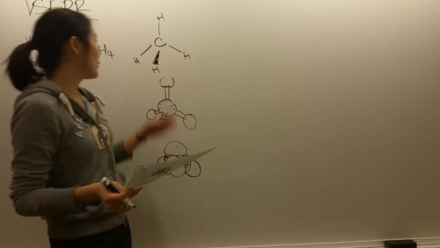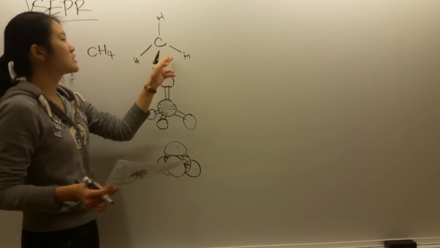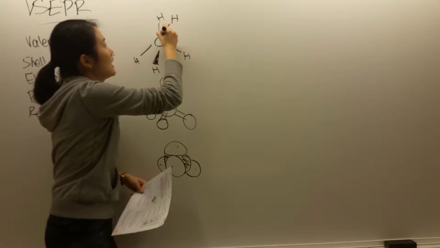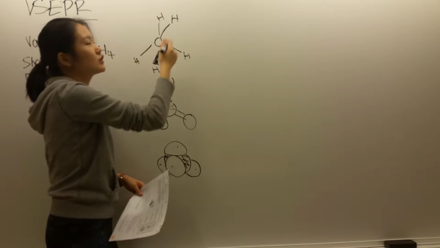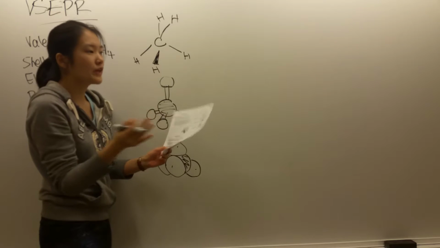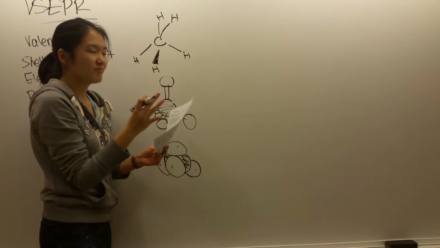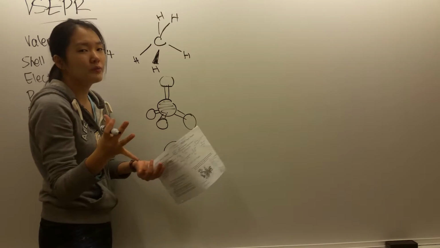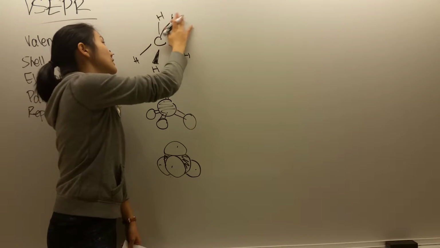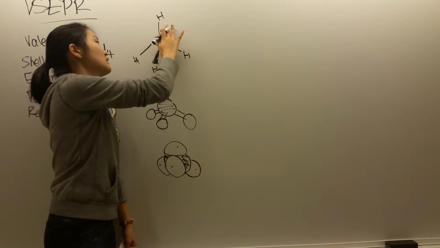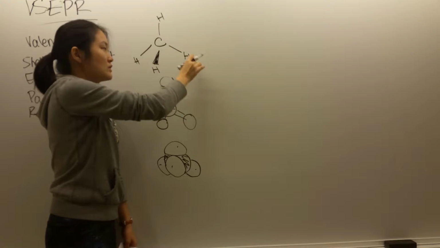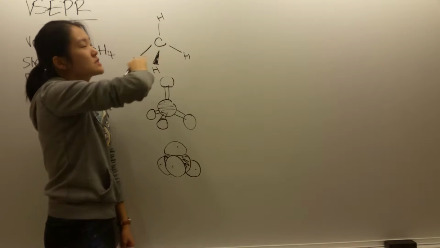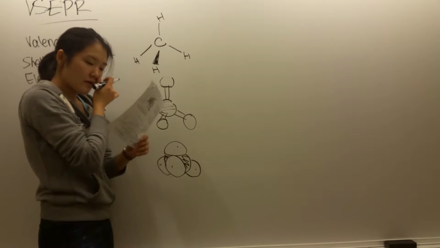So for example, in CH4, this hydrogen is not going to swing over here and be right next to that hydrogen, because then all of their electrical forces will repel them. They want a lot of space to move around in. So this hydrogen is going to space itself as much as possible from the other hydrogens, and vice versa.